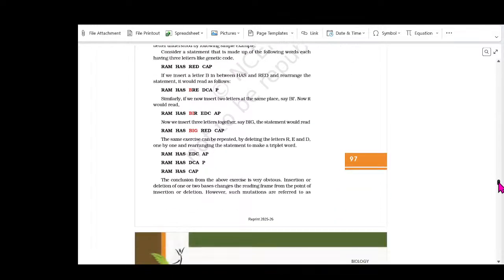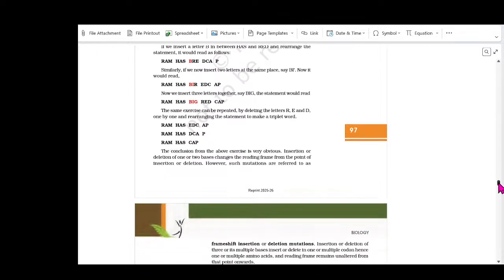Better to read all the statements that they have given in the book. In case you find any difficulty, you can come to the playlist of this chapter on my channel. There is a video that has explained in detail the different types of mutations, namely missense, nonsense, frame shift mutations, and silent mutations as well.